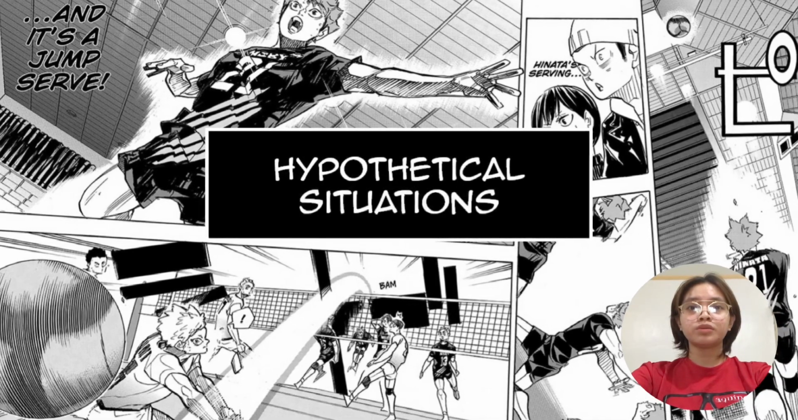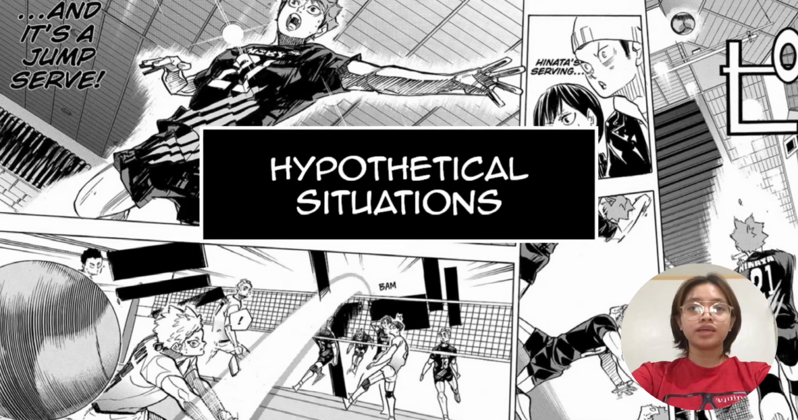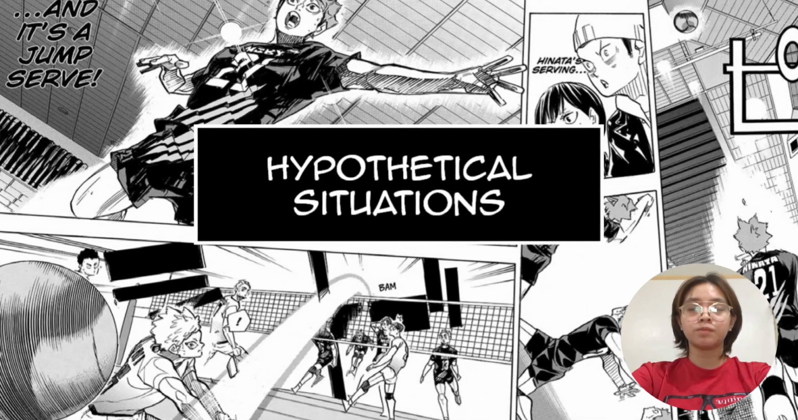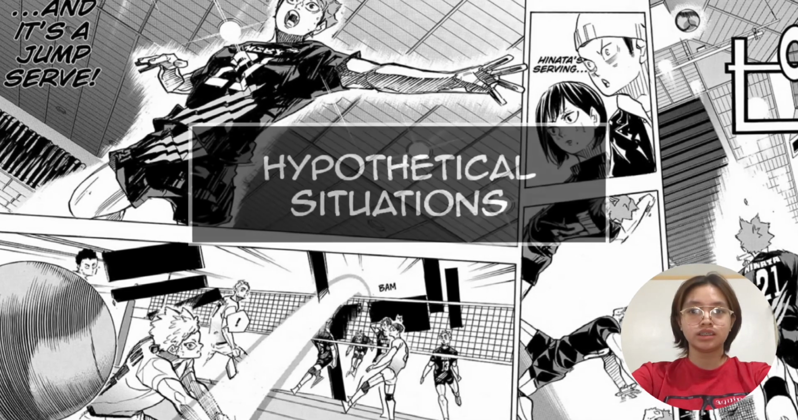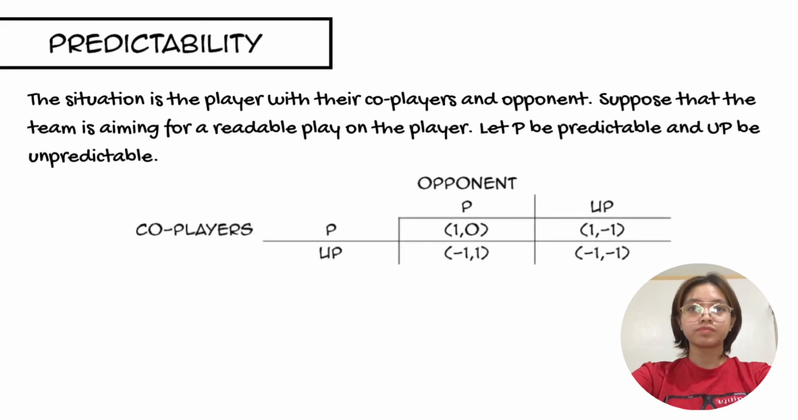So now we will proceed to the hypothetical situations focusing on the predictability of a strategy. Here we have the situation we're in: the player with their co-players and opponent. Suppose that the team is aiming for a readable play on the player. Let P be predictable and UP be unpredictable.